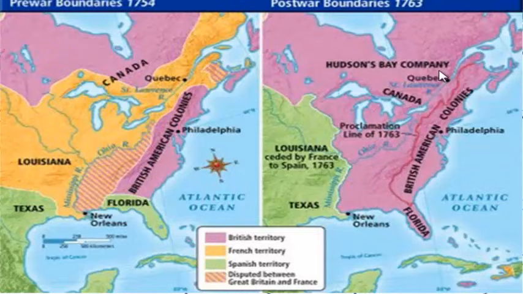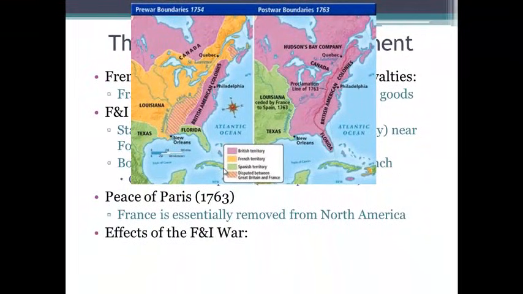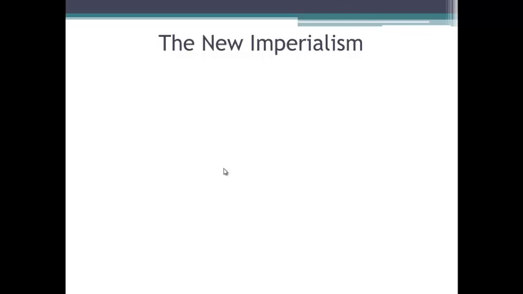Let's go to the right side, 1763. You'll notice that the orange is gone in North America, and there's lots of purple here. So Britain gains a lot of land, and France is essentially removed. So some of the effects of this war is Britain is in massive amounts of debt, and they're going to need to find a way to get money. And Britain thinks they have an answer for that, but the colonists are not going to like it.